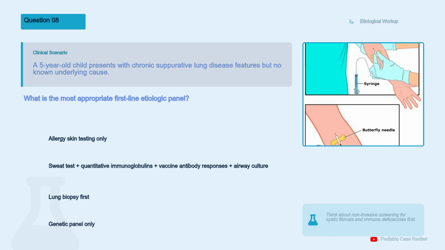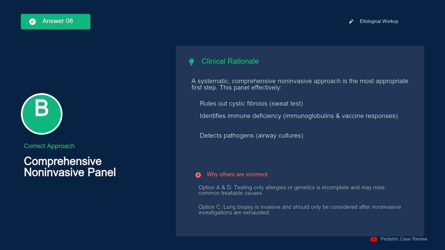Systematic investigation is essential to identify treatable underlying causes. The workup should be comprehensive yet proceed from non-invasive to invasive testing. The correct answer is B, comprehensive non-invasive tests first, including sweat test, quantitative immunoglobulins, vaccine antibody responses, and airway cultures.